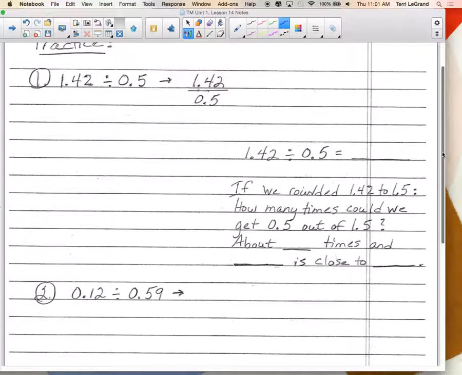5/10. What are we going to have to multiply it by? 10. Notice whatever I say in the name, that's what I multiply by. Tenths, I'm going to multiply by 10. If I multiply downstairs by 10, I have to multiply upstairs by 10. So upstairs becomes 14.2, and downstairs becomes 5. So now I really have the problem 14 and 2/10 divided by 5.